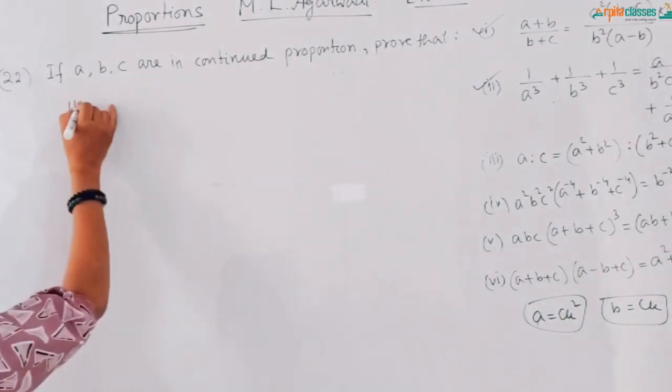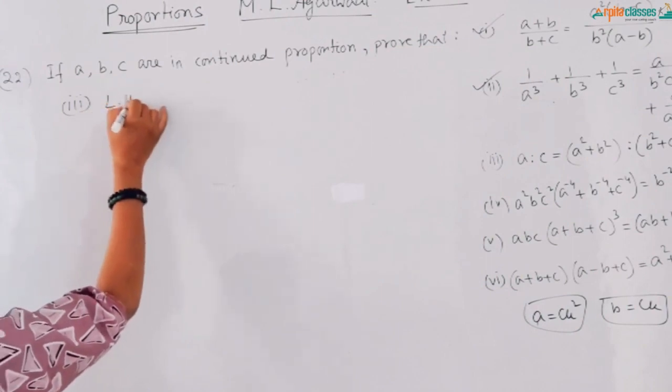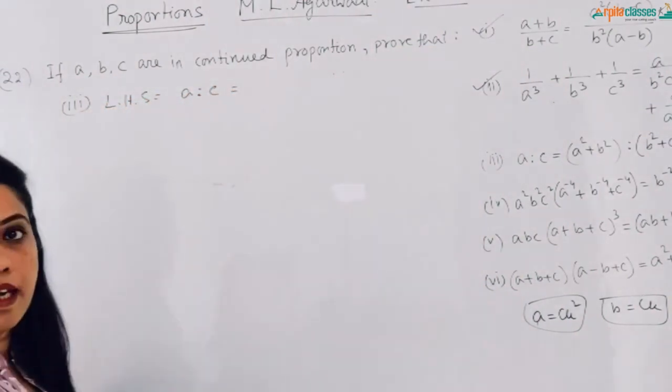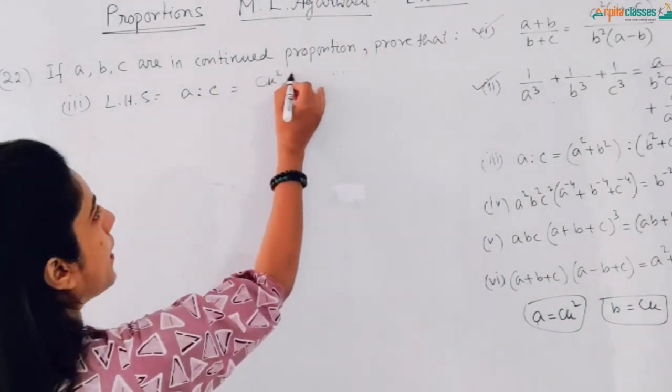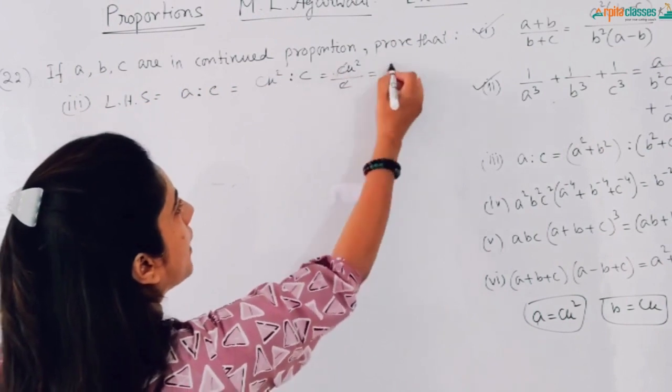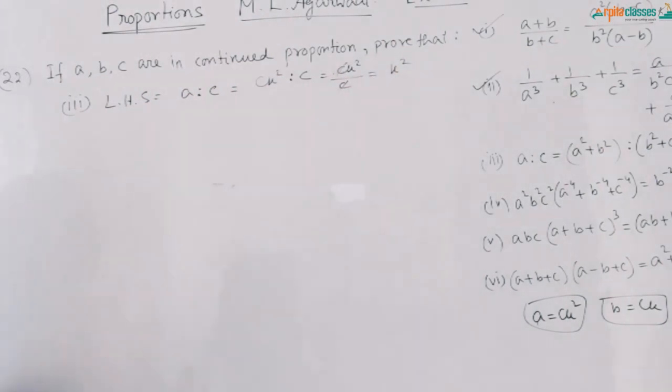So question number 3, in the left hand side we have A is to C. So A is ck square, put it here, ck square is to C. That means ck square upon c. From here we get only k square from the left hand side.